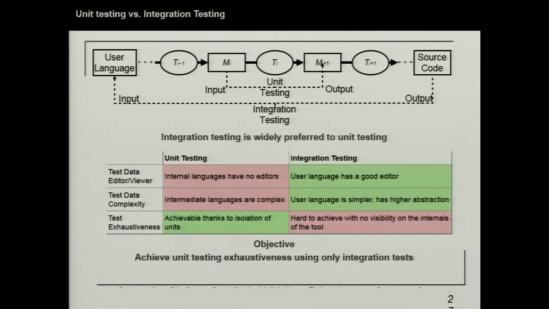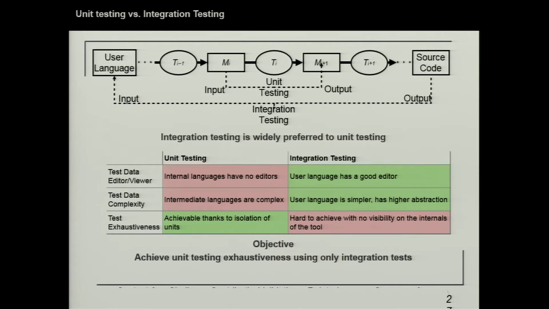And the integration testing corresponds to the ones where the black box approach works. The input is the model, and the output is the source code, and you're not talking about the intermediate stuff at all. And your user language has a good editor, so if there's a particular set of input that you want to test, it's easy enough to craft it by hand. The user language is simpler and has a higher abstraction. Coverage is tougher precisely because of that higher level of abstraction. But the corresponding problem with the unit testing approach is that there's no editor for this P intermediate language. It's complex and has rules that weren't really intended for exposure to users. You can get exhaustiveness precisely because it's isolated. It's just more like unit testing.